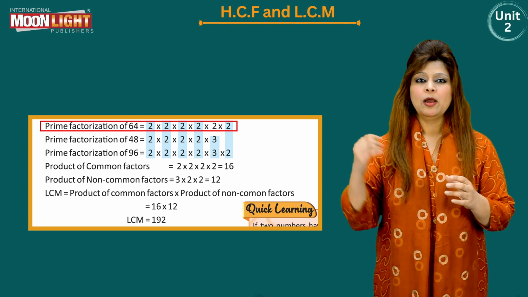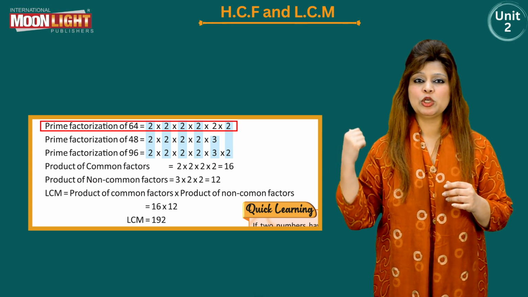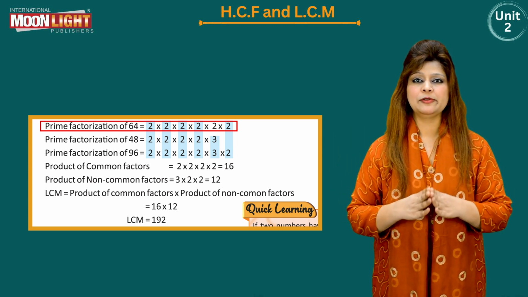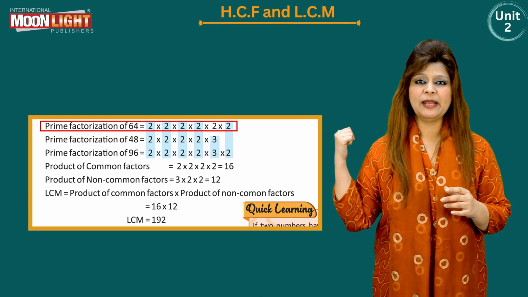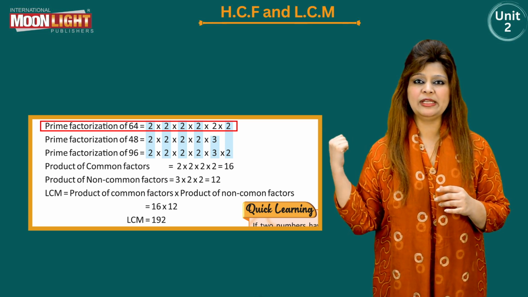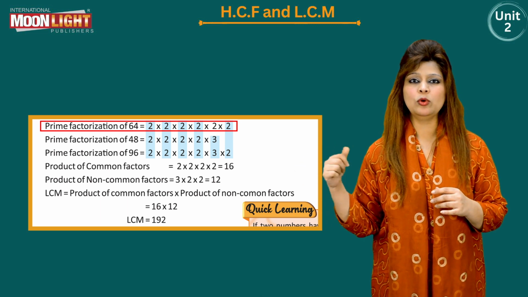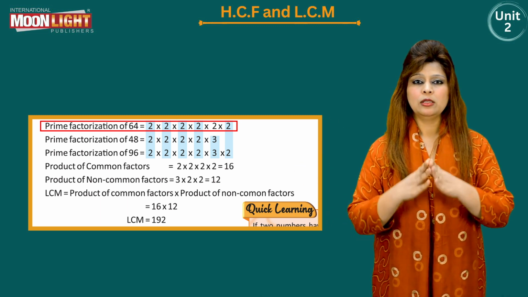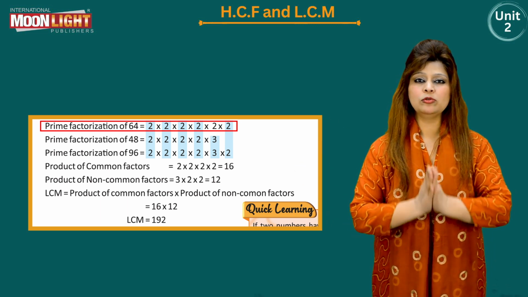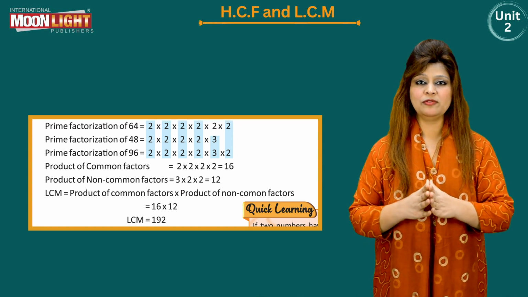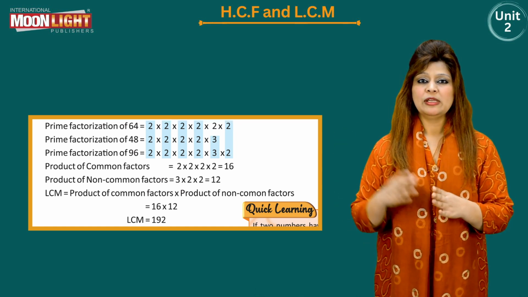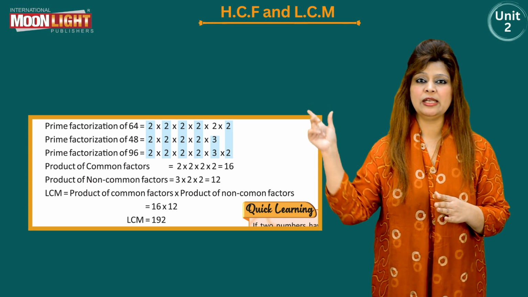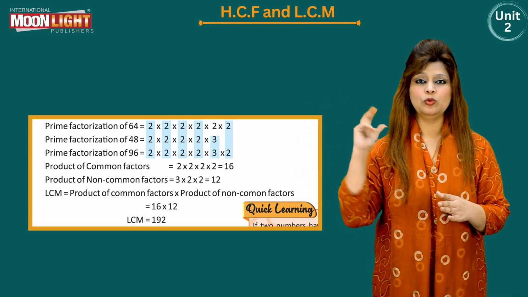Now we will write the prime factorization of 96 is equal to 2 multiplied by 2 multiplied by 2 multiplied by 2 multiplied by 2 multiplied by 3. Now we are going to find out the common factors in all of these 3 numbers. So here you can see these 3 numbers which are 2.